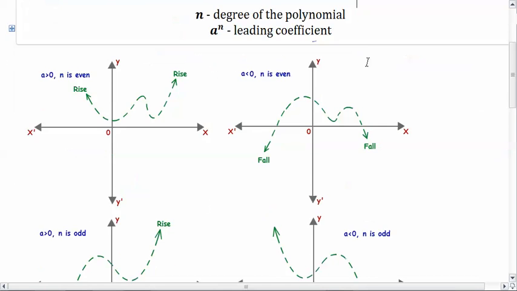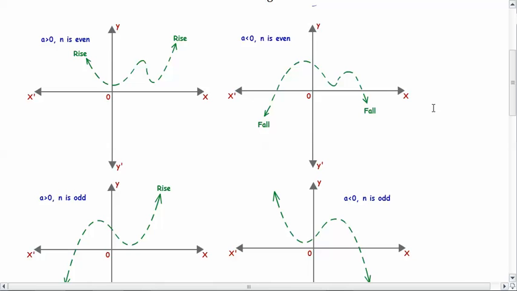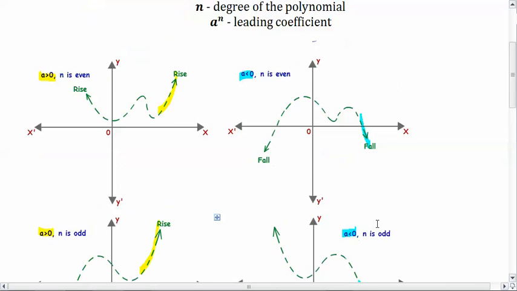When a is greater than 0, we have some things in common. When a is less than 0, we have some things in common. So let's look at a is greater than 0. As a is greater than 0, on our right end behavior, we notice we have rises on both of these. When a is less than 0, we have a fall on our right end behavior. So as x goes to infinity, our f of x is going to negative infinity.